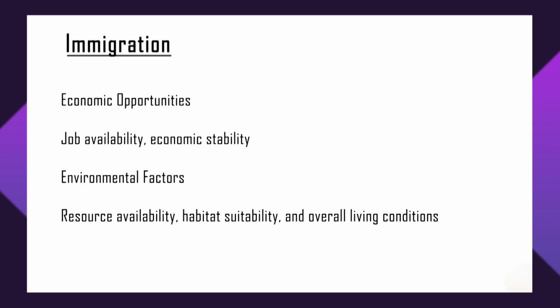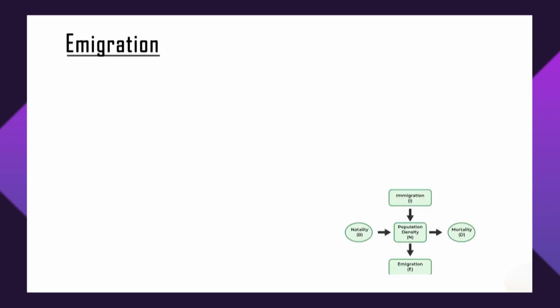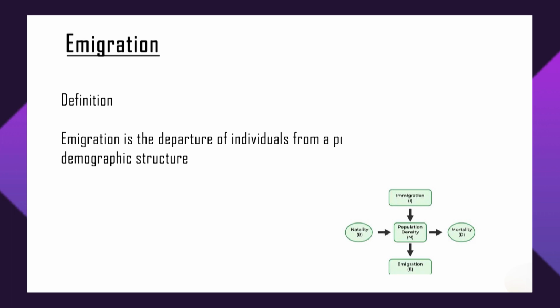These are responsible for immigration. Now the next one is called emigration. Emigration is the departure of individuals from one population to another population, influencing its demographic structure. The influencing factors are economic considerations.